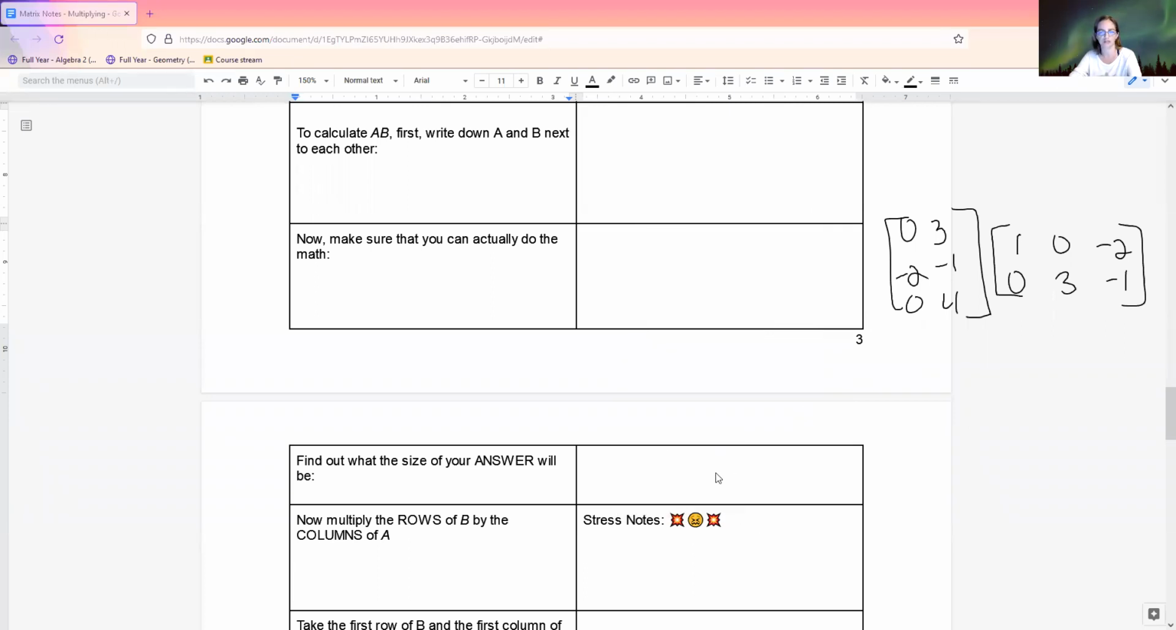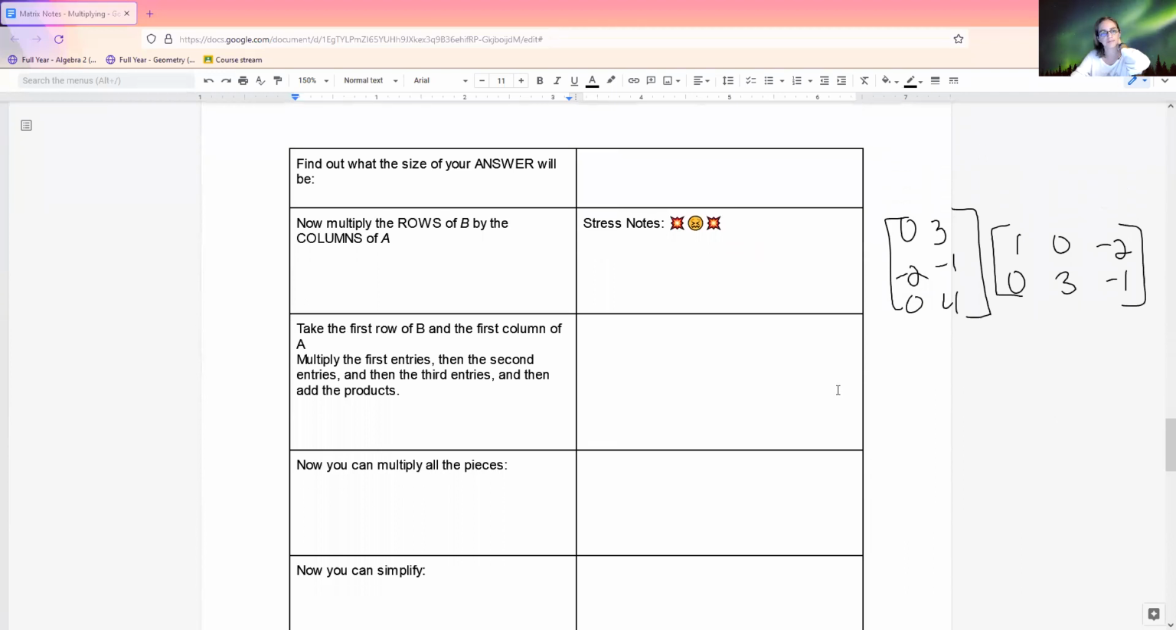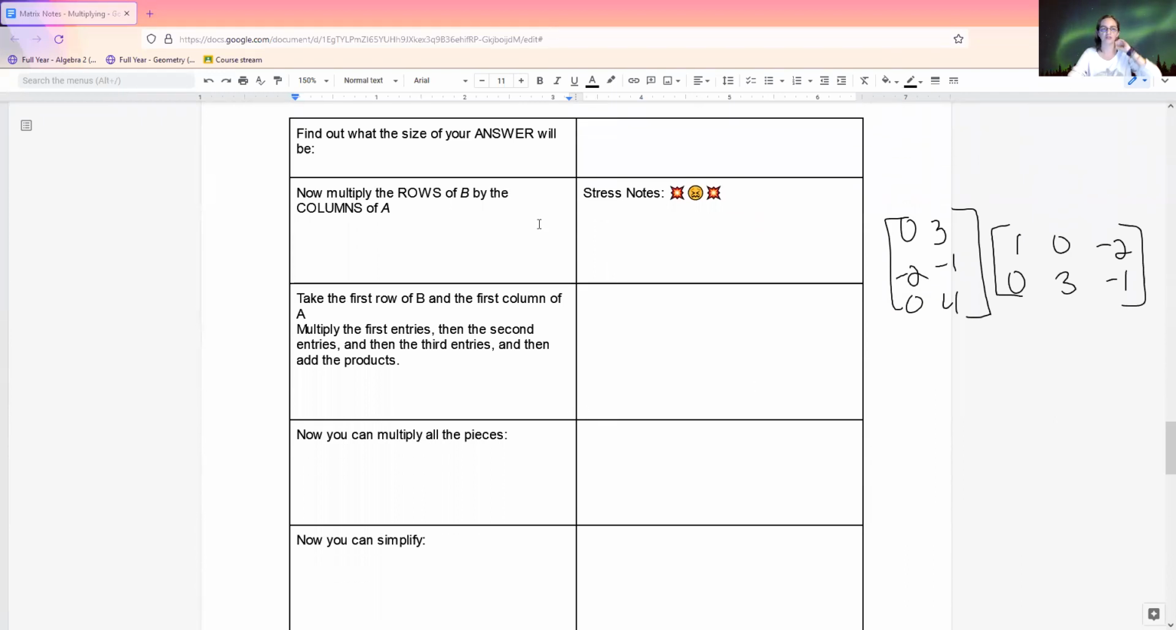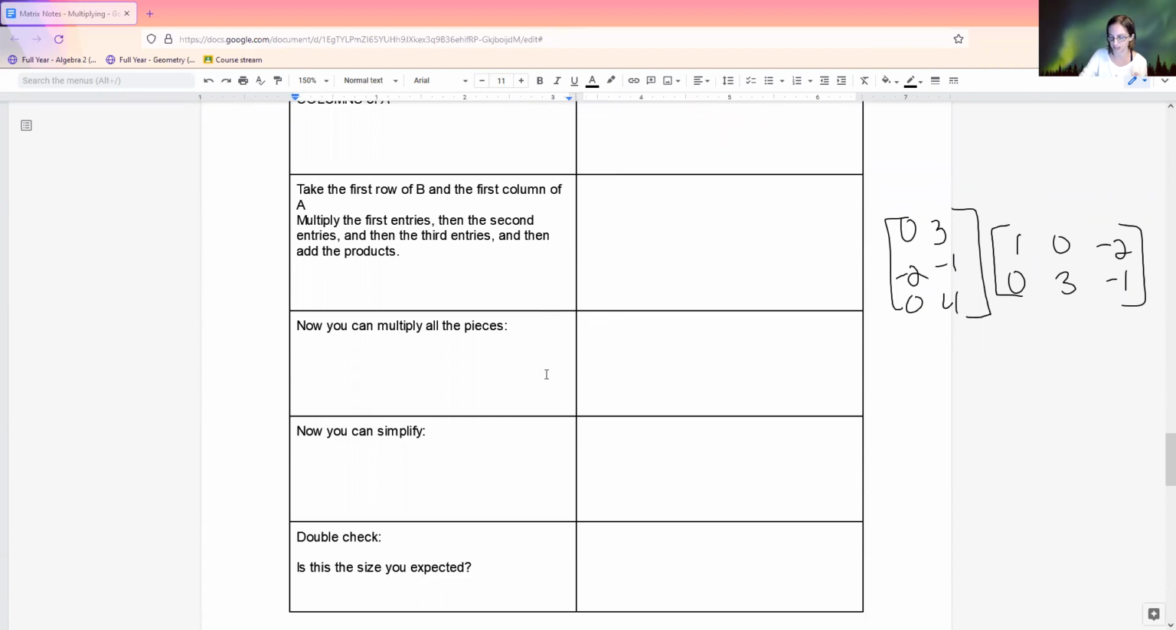I'm going to delete this, and scroll down so we can keep our matrix over here. Okay, we're going to be multiplying the rows of B by the columns of A. 1, 2, 3 rows, 1, 2, 3 columns. We're expecting a 3 by 3 matrix. Well, let's do this. Y'all ready? I'm so sure you're ready. All right, we got this.